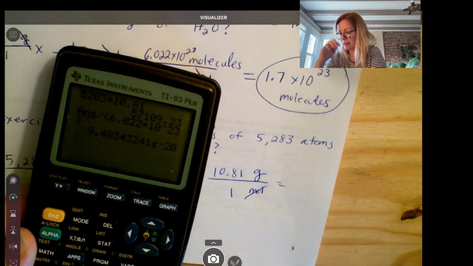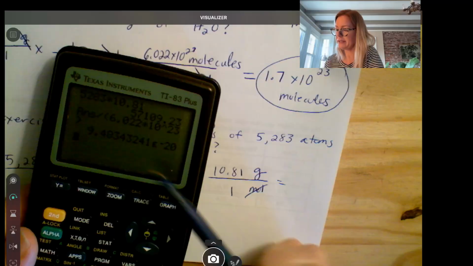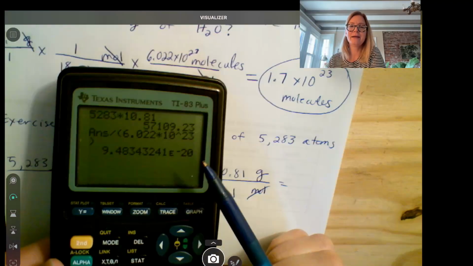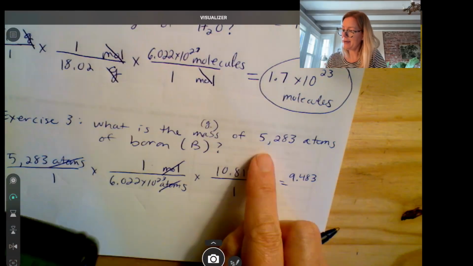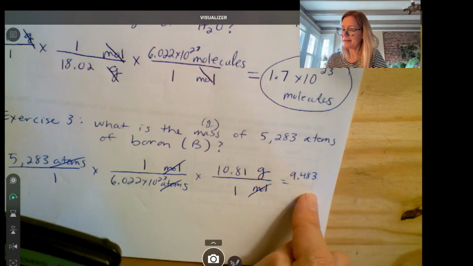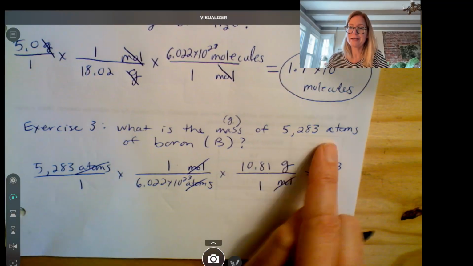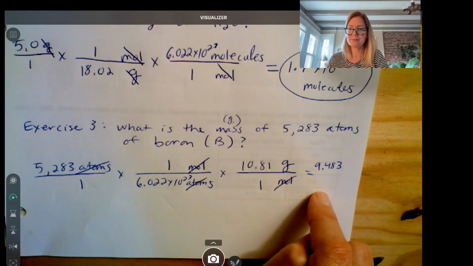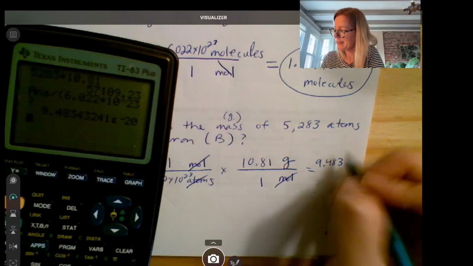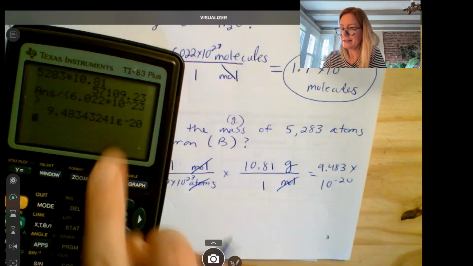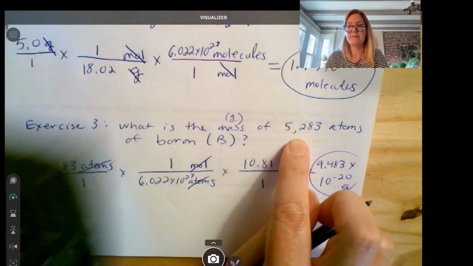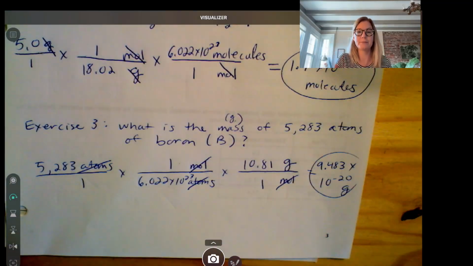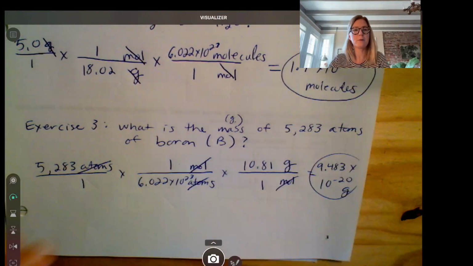Okay. So we get 9.483, and a lot of people are like, oh, 9.483. 9.483 does not make sense. If we have this many atoms, that's not that many atoms, okay? We're not able to see that. There's no way it weighs 9 grams. It's 9.483 times 10 to the negative 20th grams, all right? It's a very small number of atoms, so it's a very small number of grams, okay? All right, so that is it for 1.1.